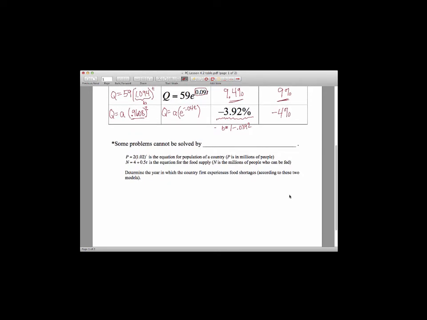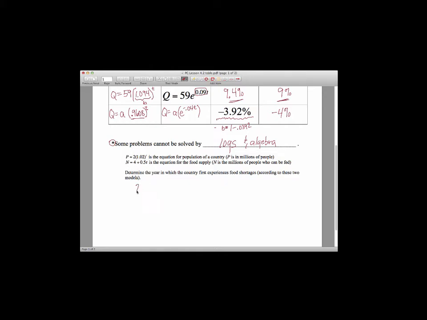There's just this little notation that you've got to watch out, because sometimes problems cannot be solved by logs. I know logs are wonderful and everything, and algebra. We've been using a lot of algebra. But there are just some problems that cannot be solved by logarithms and algebra, and here's why. If we know that population is growing exponentially, and we know that food supply is growing linearly, that's what some economists would predict, the year in which they first experienced food shortages would be the place where those two intersect.